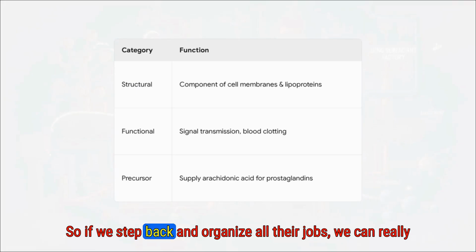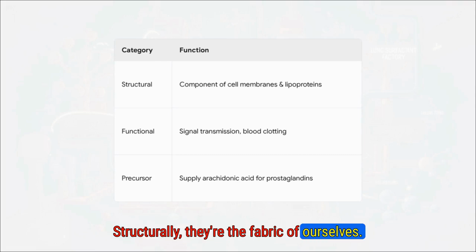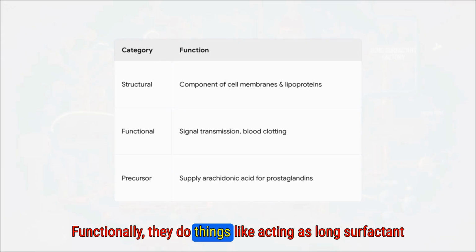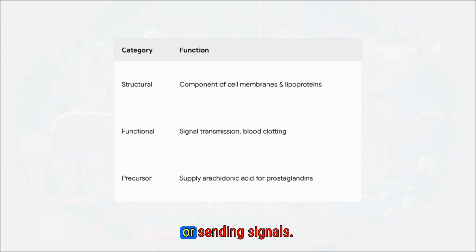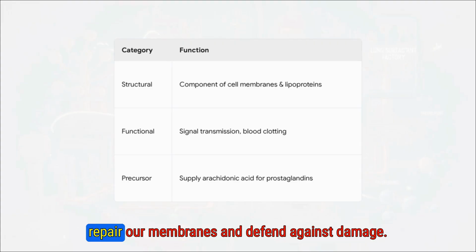So, if we step back and organize all their jobs, we can really put them into three main buckets. Structurally, they're the fabric of our cells. Functionally, they do things like acting as lung surfactant or sending signals. And they also have a protective role, constantly working to repair our membranes and defend against damage.